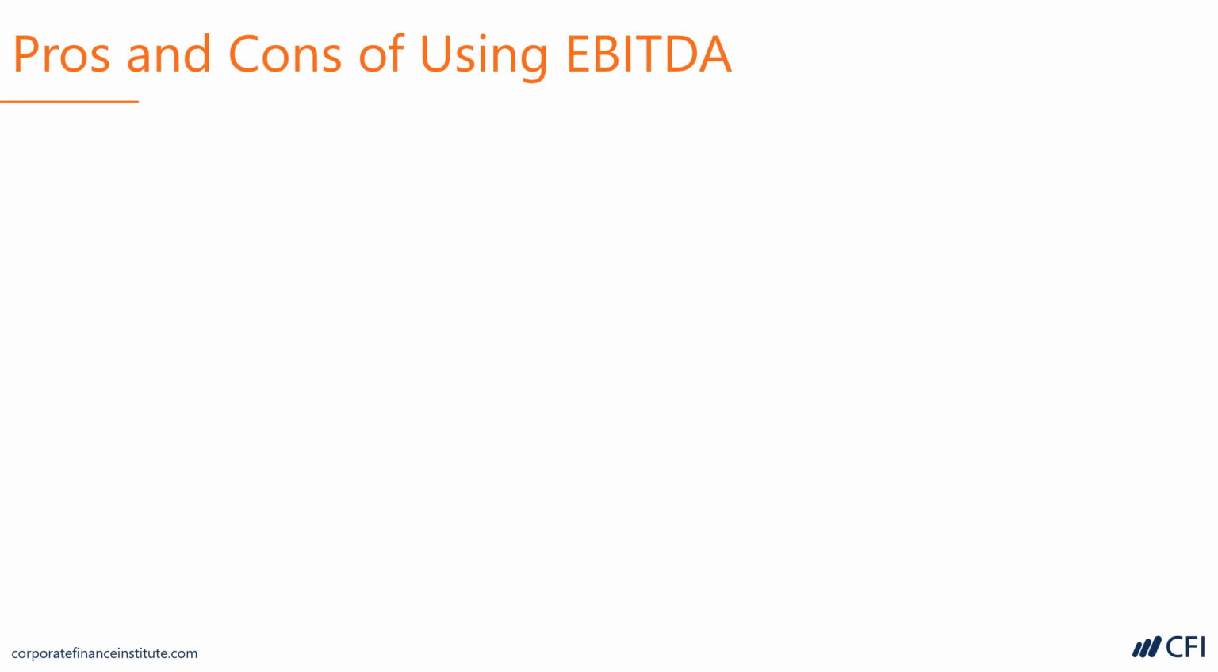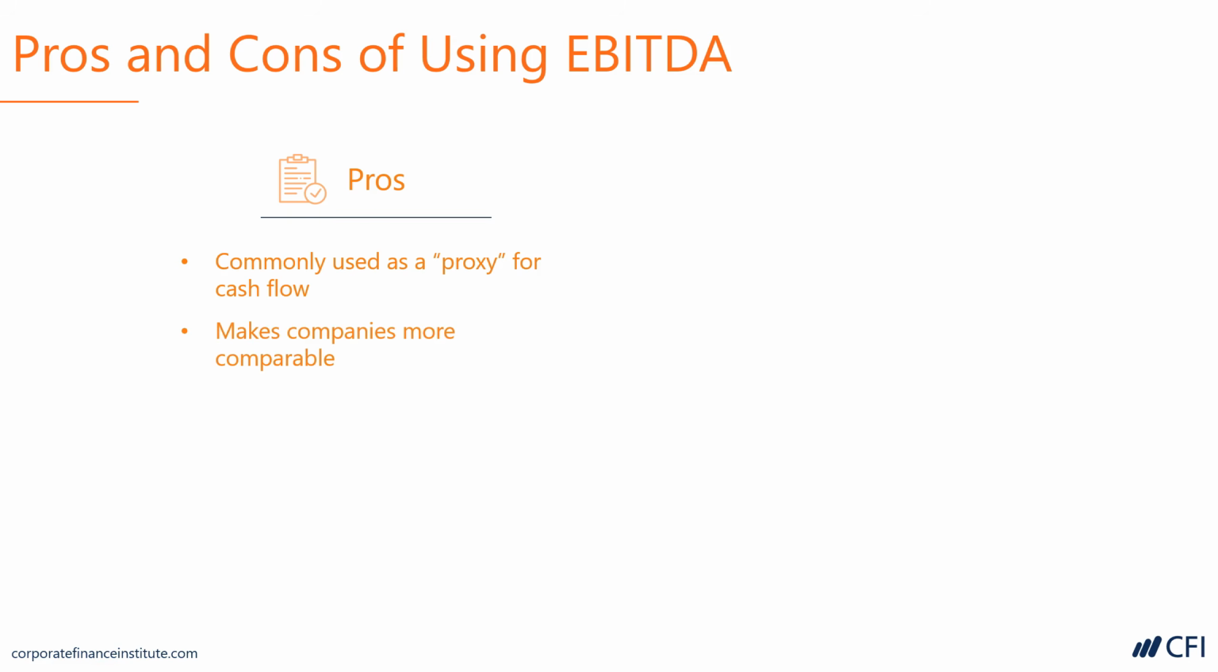Let's discuss the pros and cons of using EBITDA. Those who are in favor of it like it because they consider it a proxy for cash flow. It makes different companies more comparable because it removes a lot of the noise that's below operating income, including one-time items. It can give a company a valuation by multiplying it by comparable EV to EBITDA multiples.